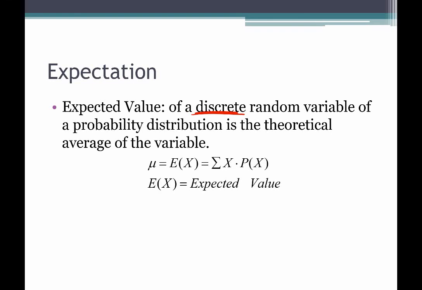The expectation of a random variable of a probability distribution, this part is not on your sheet, is the theoretical average of the variable. So here's the cool part. Different name, same process as finding our mean for a probability distribution. It's a different name because we're not going to create that whole distribution and things like that.